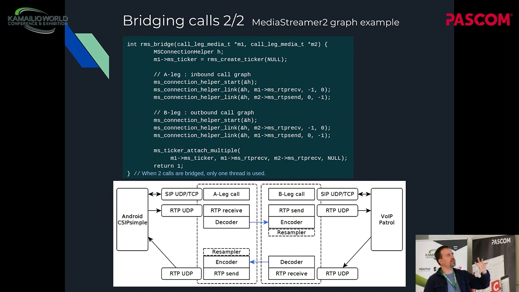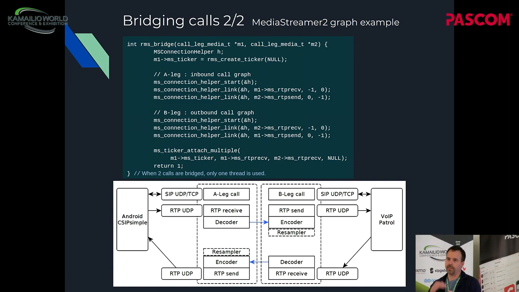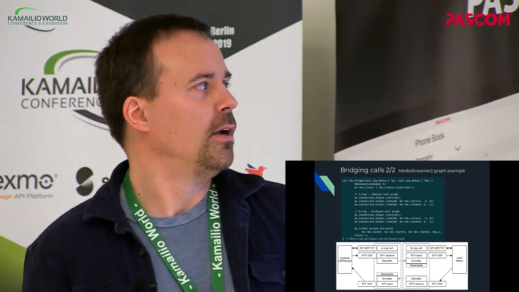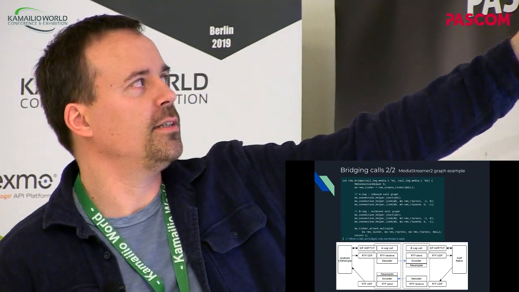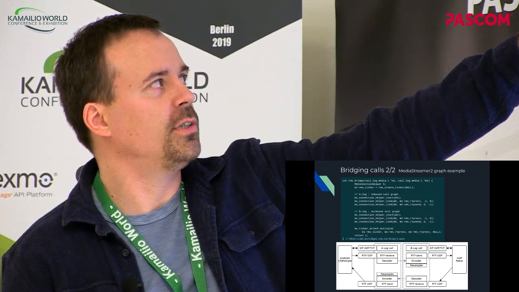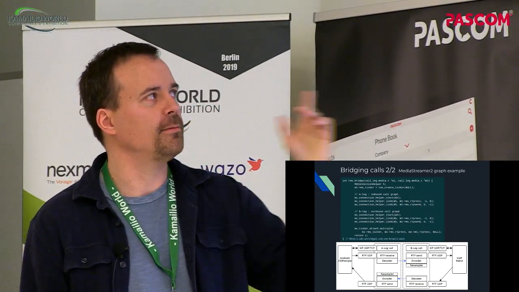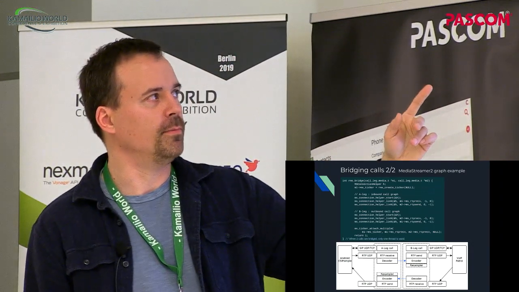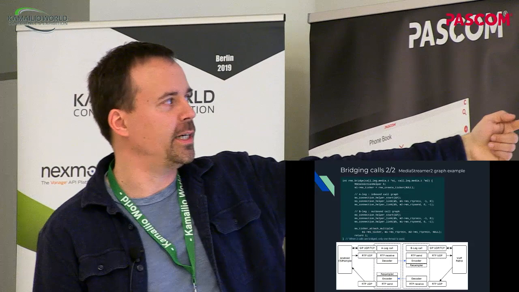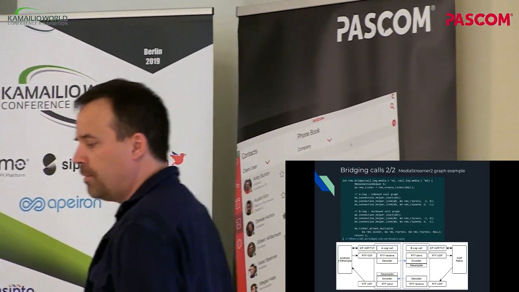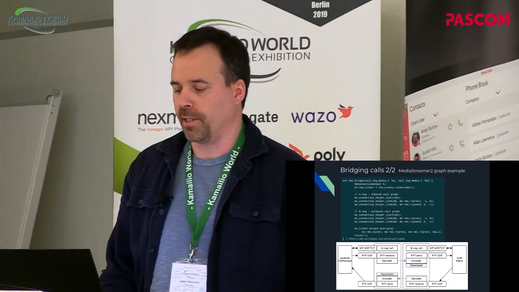You start a ticker. The ticker will spin up a thread, and the ticker will be responsible for executing one or more graphs. So every 10 milliseconds, it will take the graph and execute it, giving a chance to each filter to execute. Some of them may say, I don't have anything to do, but they will be synchronized every 10 milliseconds. So what you do is you create this ticker, then you start the connection helper, a helper function to simplify things, and then you can attach your filters easily to them. Here we have two graphs, and we attach multiple graphs to the ticker. And here we go, the media streamer every 10 milliseconds will run all of this in one thread.